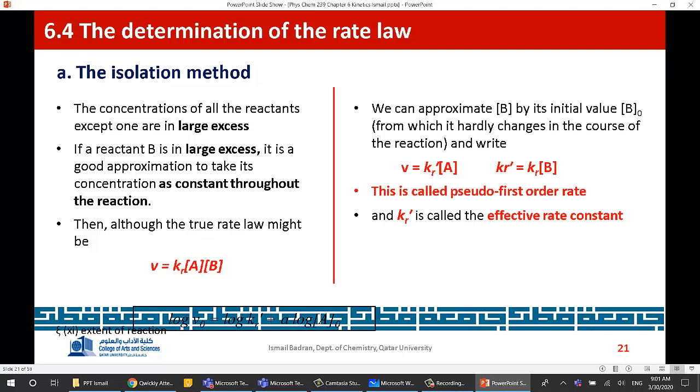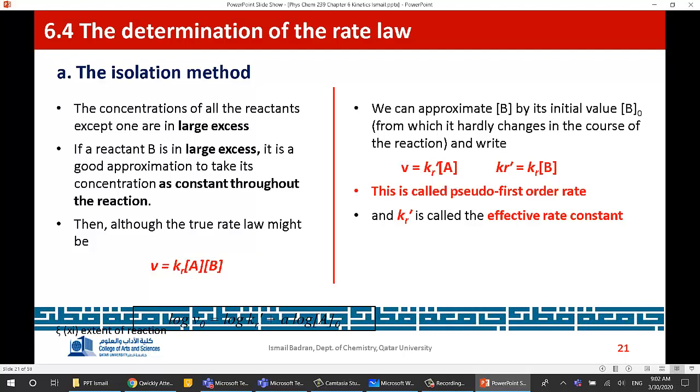Therefore, we'll have two constants in this equation, the Kr and B. Then we combine them into one constant, we call it Kr prime. And then the equation becomes V is equal to Kr prime times A, where Kr prime is the new constant, which is the same as Kr times B. This is called pseudo first order reaction. This is spelled as pseudo, not pseudo. Some instructors say it differently. The P here is silent. This is called pseudo first order reaction.